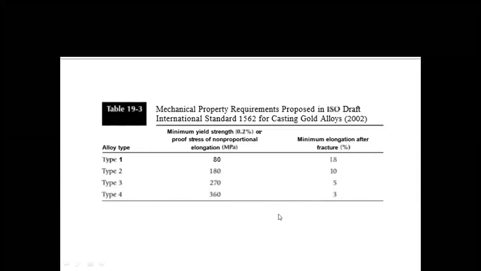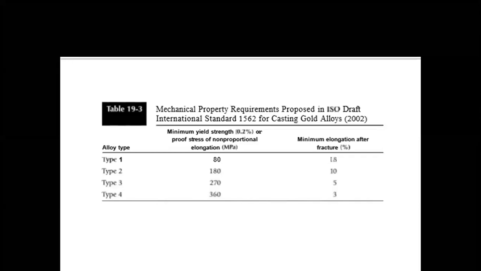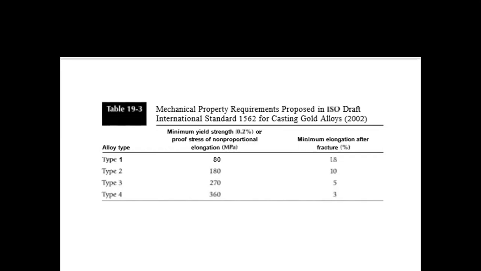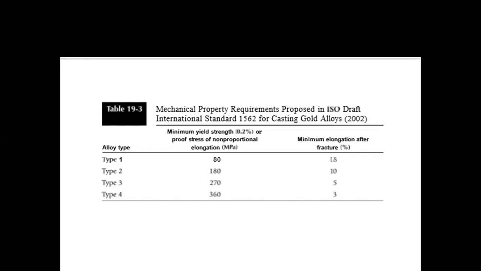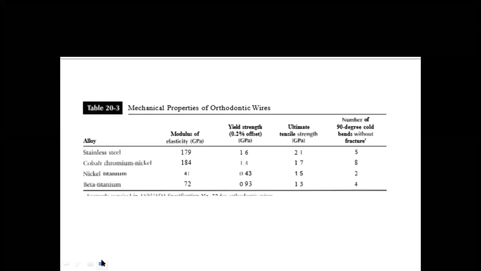If they ask you about type 1, type 2, type 3, and type 4 gold alloys based on mechanical properties or yield strength, then you have to remember the values. They'll ask you how much is the yield strength of type 1 alloys, so you remember it is 80 megapascals. Or if they ask you the yield strength of type 3 alloys, it is 270 megapascals. Or if the percentage elongation is more, it is definitely type 1. This is one of the common questions they'll ask. This is a direct standard textbook reference, so it wouldn't be a problem to answer correctly.